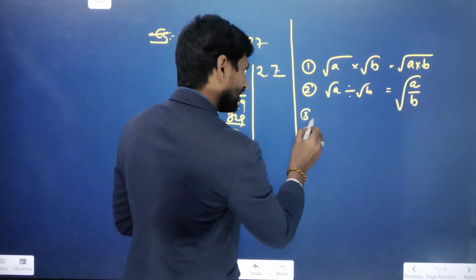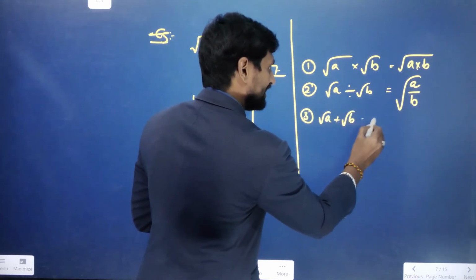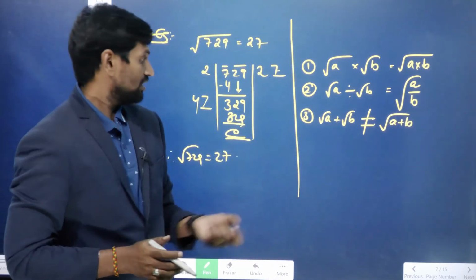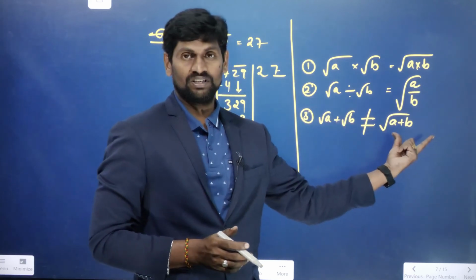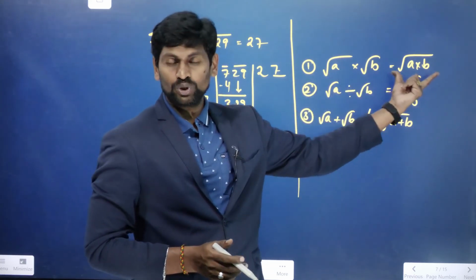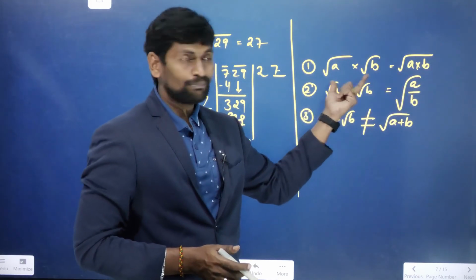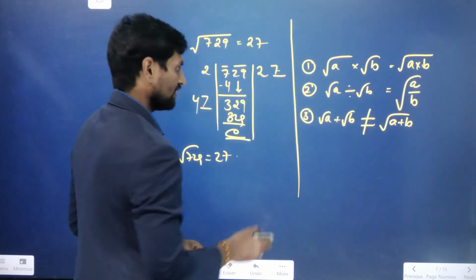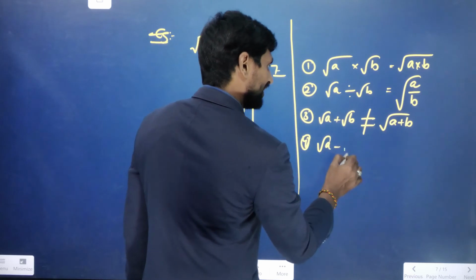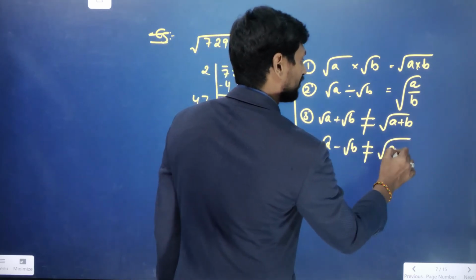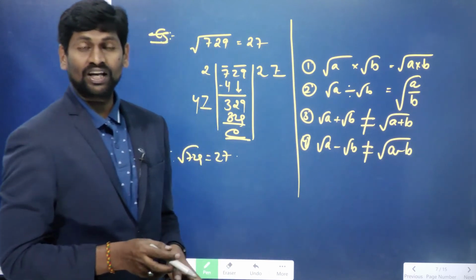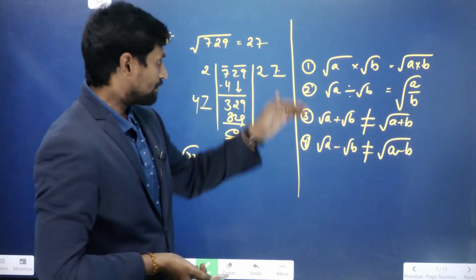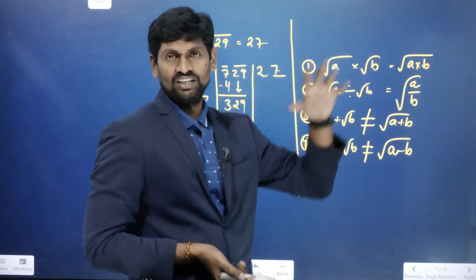But here, root a plus root b is not equal to root over a plus b. Addition is not applicable here. Root a into root b can be root over a into b. Root a divided by root b can be root over a by b. But root a plus root b cannot be root over a plus b. In the same way, root a minus root b is not equal to root over a minus b. For addition and subtraction, we cannot apply the square root directly like this. But for multiplication and division we can apply it directly, or we can separate them.